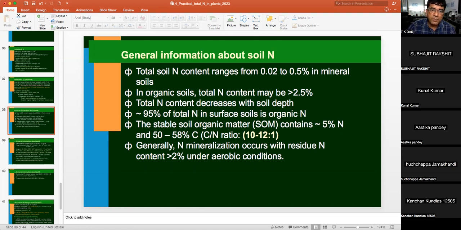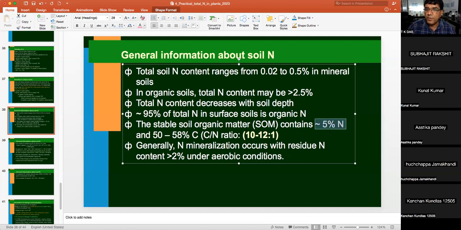About 95% of the total nitrogen in surface soil is organic nitrogen, that is already discussed. I gave you the range 95 to 99%. The stable soil organic matter contains about 5% nitrogen. You remember, stable organic matter means humus. Humus contains about 5% nitrogen and 50 to 58% carbon, and the C:N ratio is 10 to 12 is to 1. In soils, generally the C:N ratio is 10 to 12 is to 1.